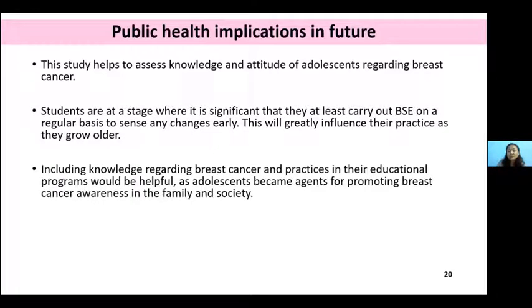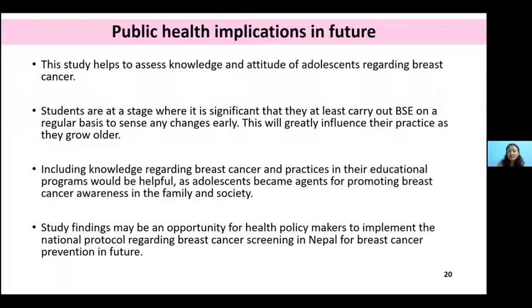And also including knowledge regarding breast cancer and practice in their educational program would be helpful, as adolescents become agents for promoting breast cancer awareness in the family as well as in the society. And also, lastly, the study findings may be an opportunity for health policymakers to implement a national protocol regarding breast cancer screening in Nepal for breast cancer prevention in the future.